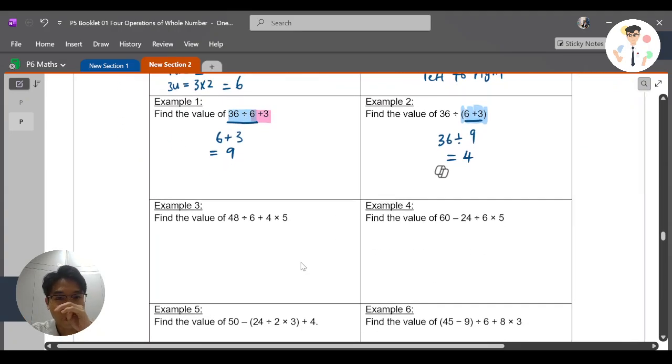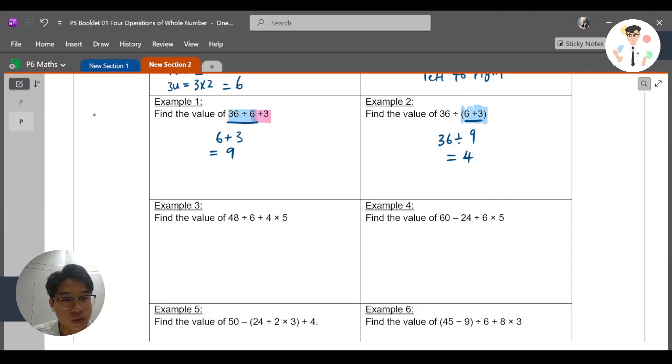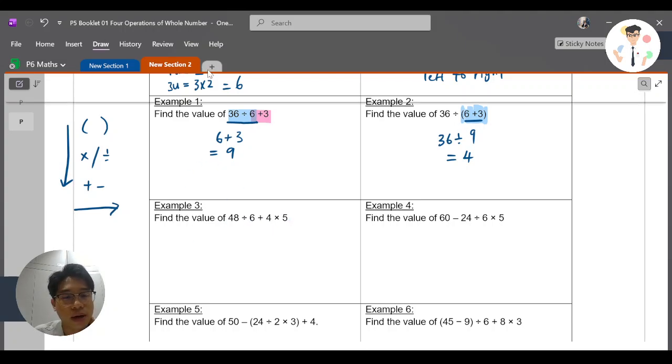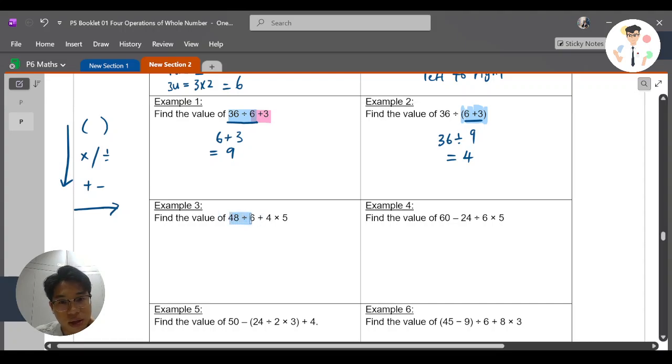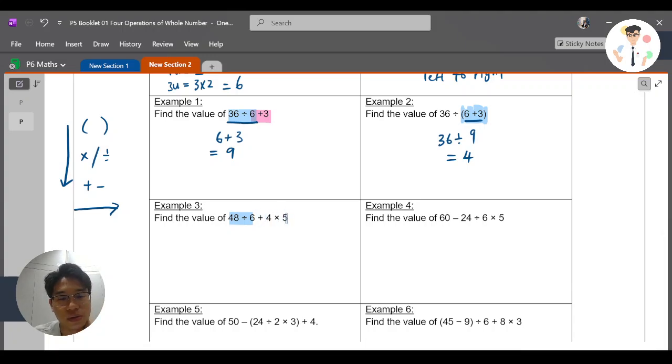Now let's look at example number 3. Let me just draw this. Okay, now you know the idea here, right? Next one, find the value of 48 divided by 6 plus 4 times 5. Now again, I have divide, I have plus, I have times. Which one should I do first? I know for sure between divide and plus, I need to do divide first, right? So I need to do this first. But among plus 4 and times 5, which one should I do first? I know, right? Times is up here, plus is here. So I need to do this one as well.